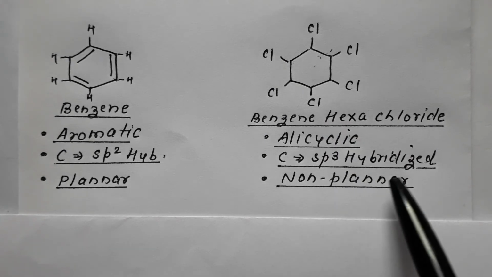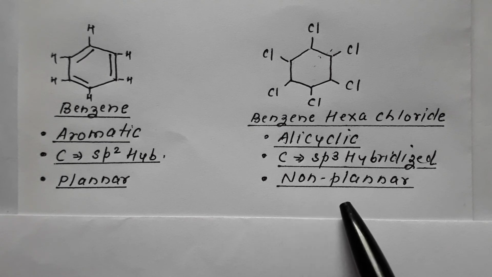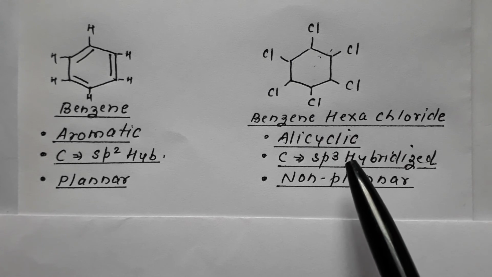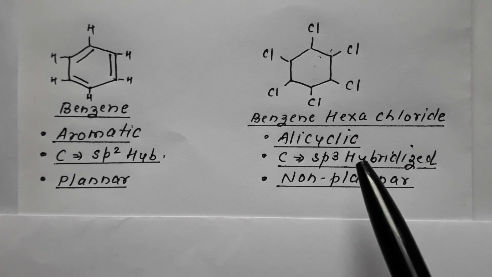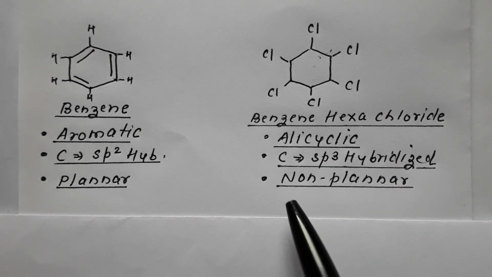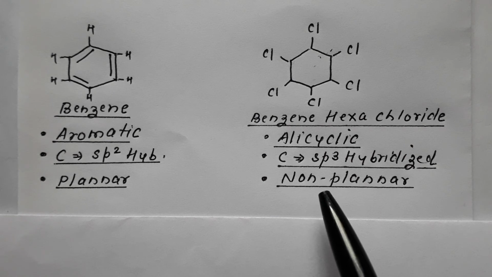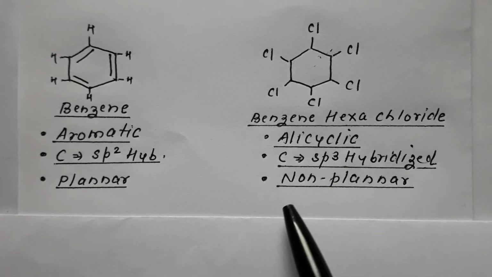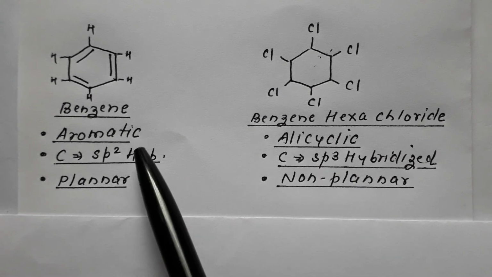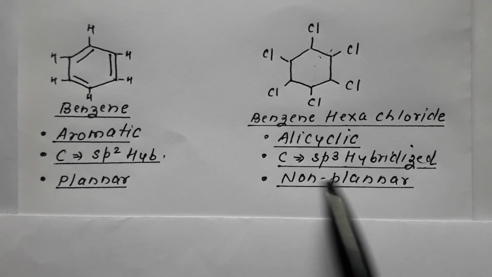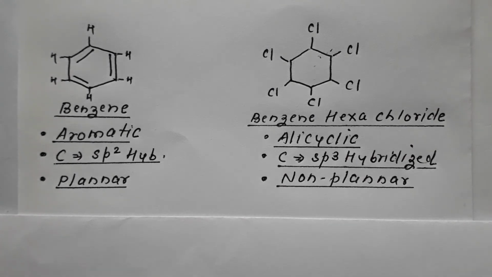Therefore carbon is sp3 hybridized, and the molecule of benzene hexachloride, as I told you, is non-planar because it is a derivative of cyclohexane, which exists in 2 conformations, boat and chair form. Therefore, like cyclohexane, hexachlorocyclohexane is also non-planar. So it was aromatic, converts into alicyclic. Carbon was sp2 hybridized, converts into sp3 hybridized. The molecule was planar, and now turns into a non-planar structure.